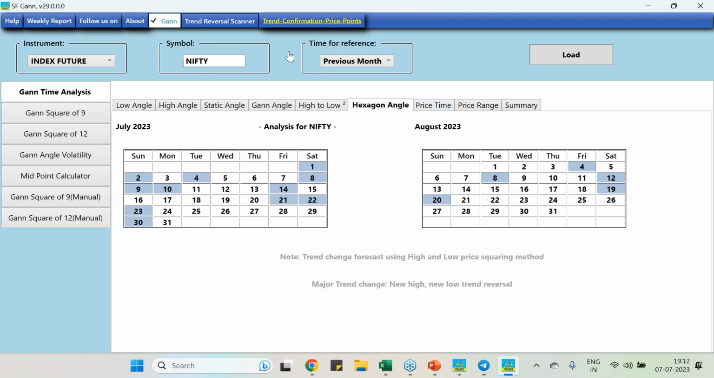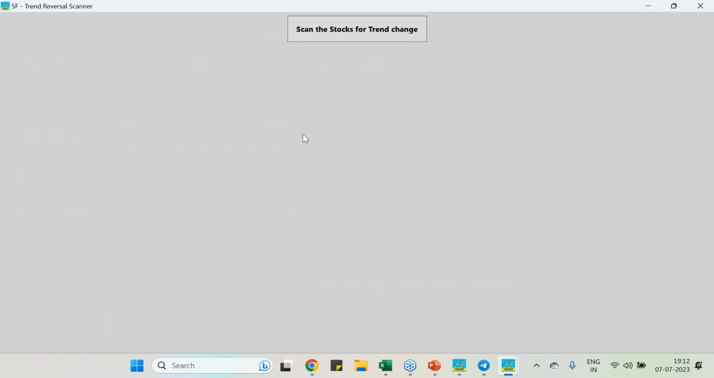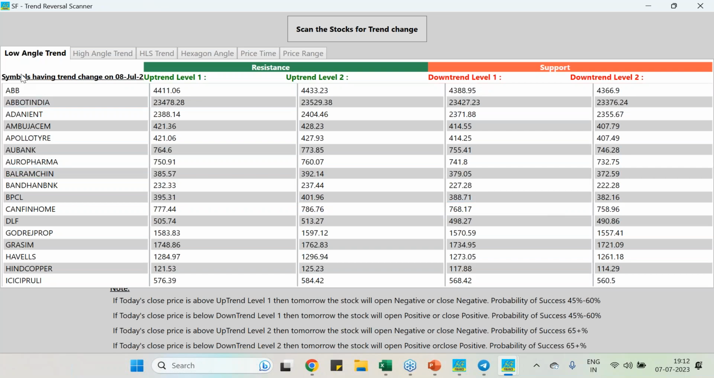And in this, what happens is, we also give a trend reversal scanner. So we have given a scanner also here. The full list will come out of which stock's trend reversal is going to happen tomorrow. So which are the stocks having the trend reversal date tomorrow? You will get it in the scanner. So the scanner will scan all the stocks and give you which stocks are having a trend reversal date tomorrow.